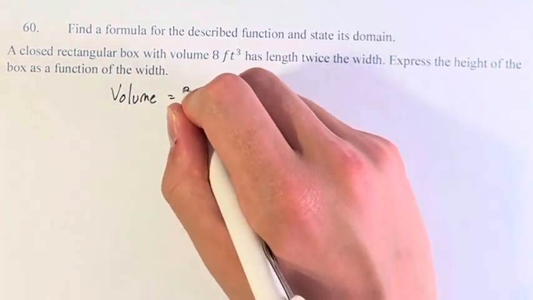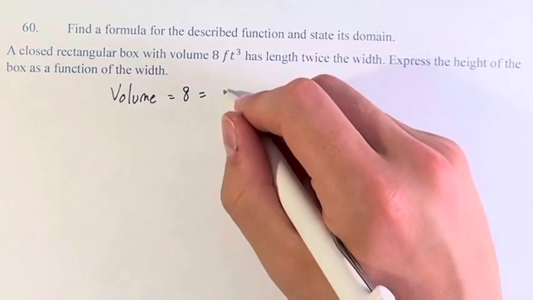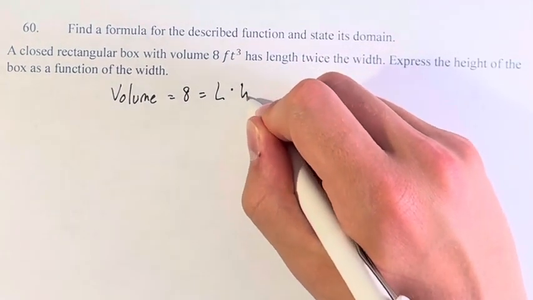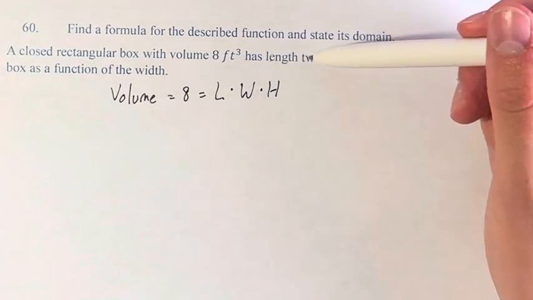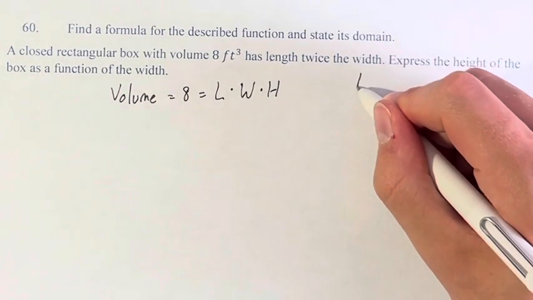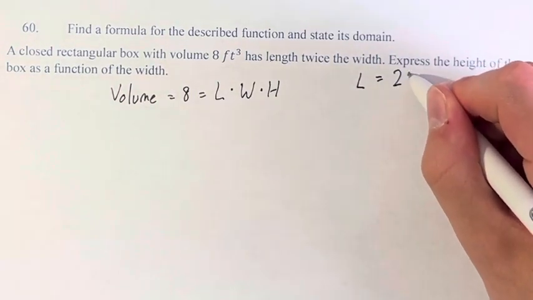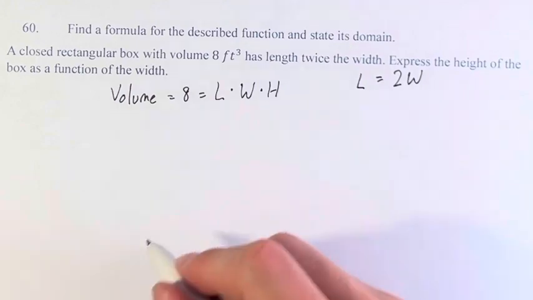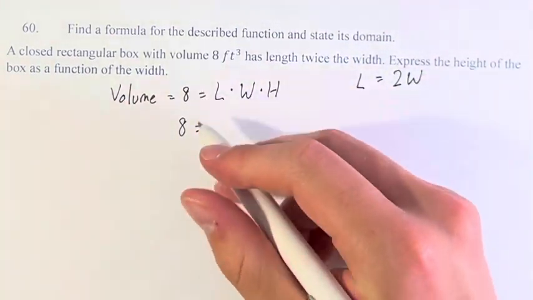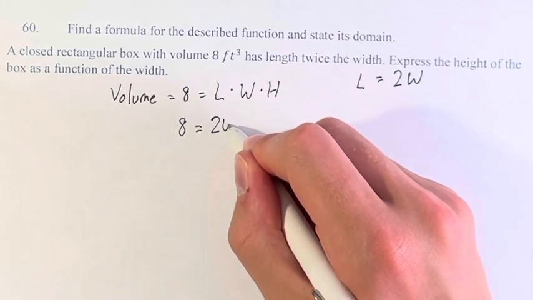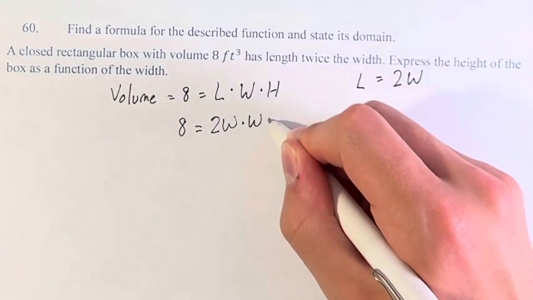is equal to 8 feet cubed, and we know this is equal to the length times the width times the height. Now we also know that the length is twice the width. So L is equal to 2 times W. So that means 8 is equal to, we can plug in 2W for L into our equation, 2W times W times H.